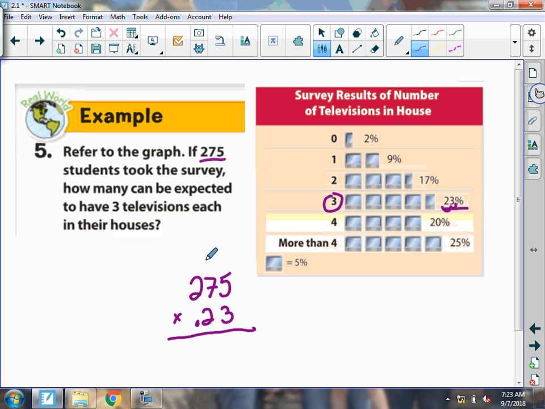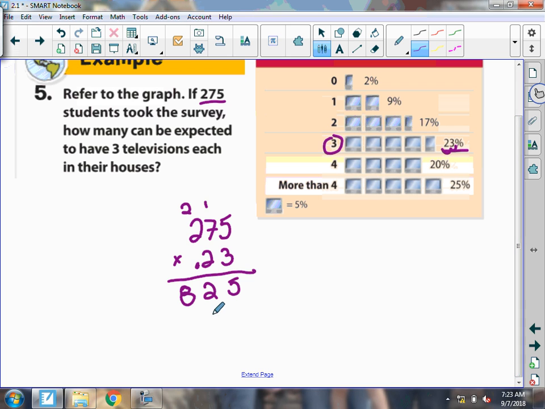So 3 times 5 is 15. 3 times 7 is 21, plus 1 is 22. 3 times 2 is 6, plus 2 is 8. 2 times 5 is 10. 2 times 7 is 14, plus 1 is 15. 2 times 2 is 4, plus 1 is 5. So I'm going to add these together. 0 plus 2 is 2. 8 plus 5, 13. 5 plus 1 is 6.